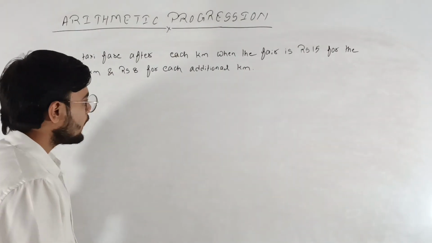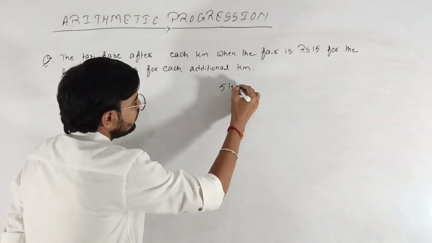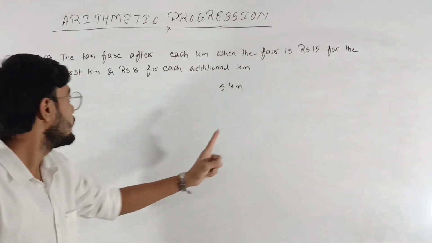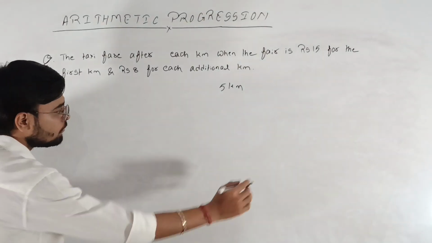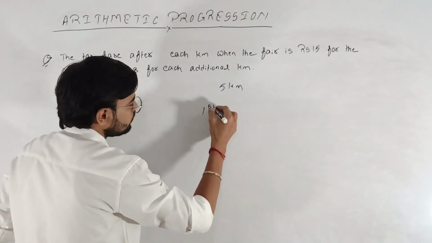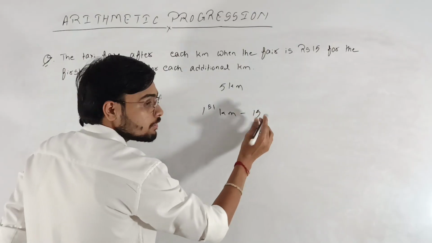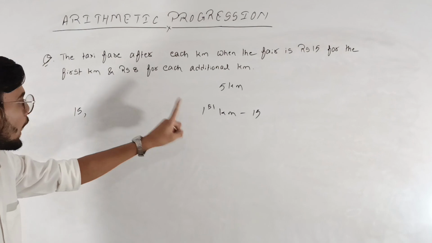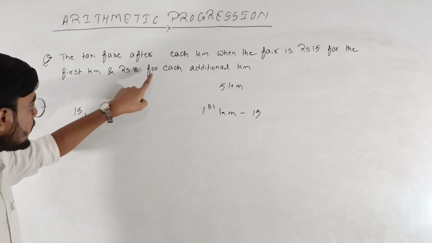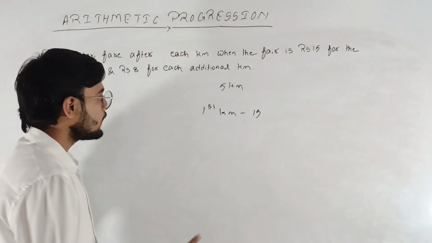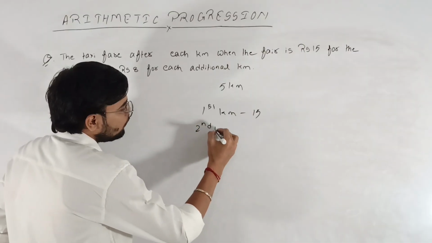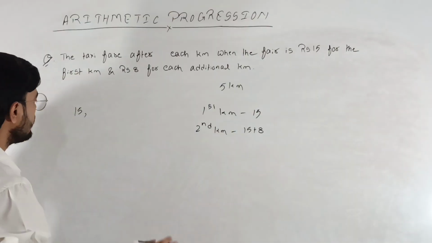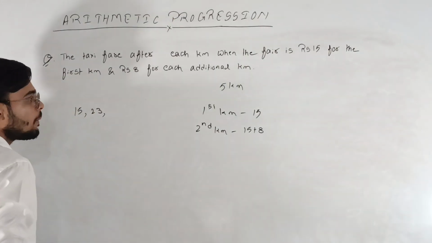Now suppose I travel 5 kilometers by this taxi. Then I have to pay rupees 15 for the first kilometer. So I travel the first kilometer, then I have to pay rupees 15. Now for the second kilometer I have to pay rupees 8 additional, for the next kilometer. So for the second kilometer what amount do I have to pay? That is 15 plus 8, which is equal to 23. So rupees 23.